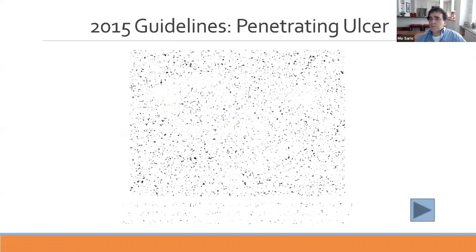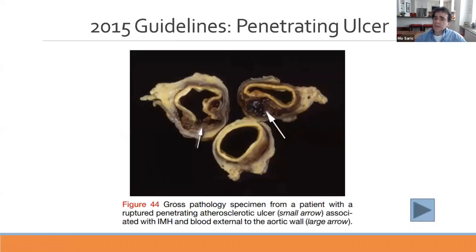And what are the guidelines for the penetrating ulcer? In the ASE guidelines from 2015, these are beautiful illustrations of a penetrating ulcer in an unfortunate patient who died and underwent autopsy.